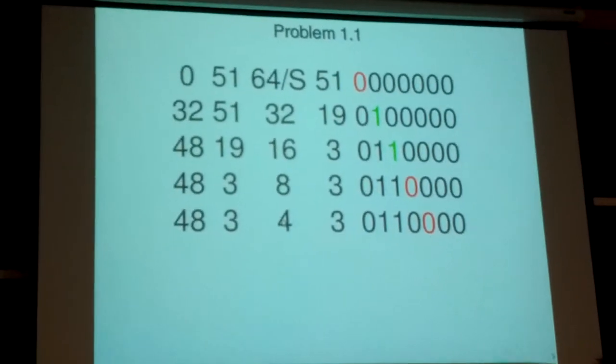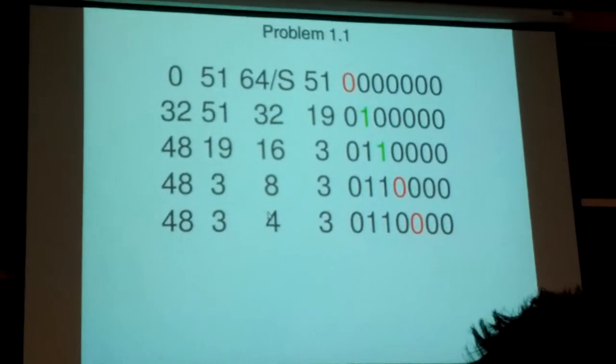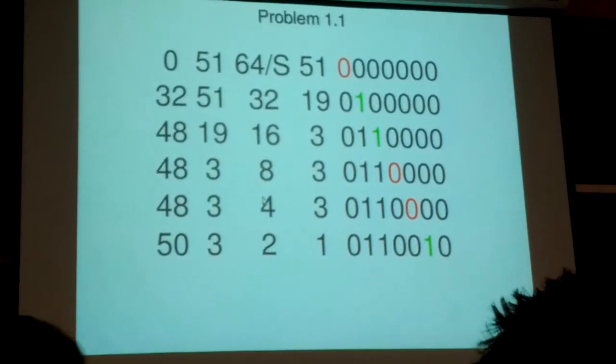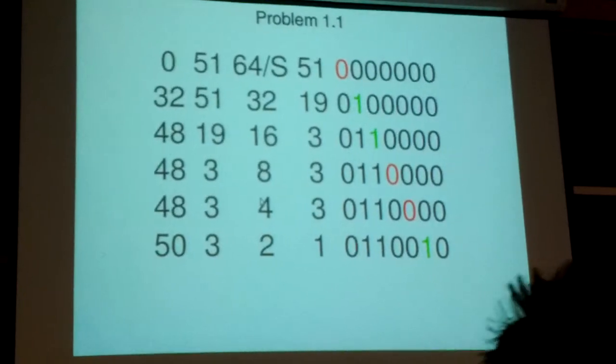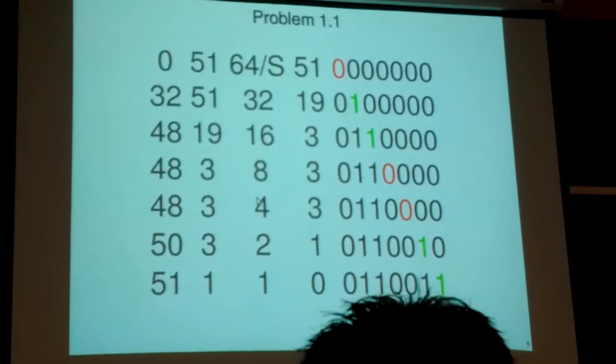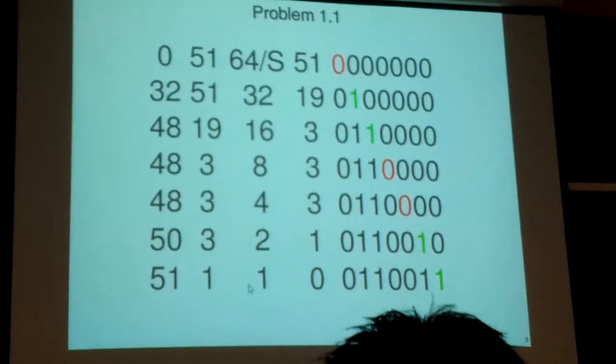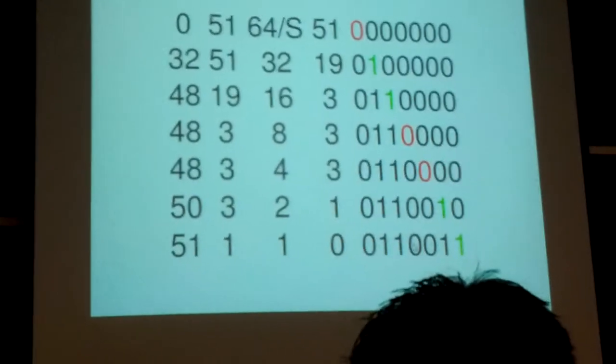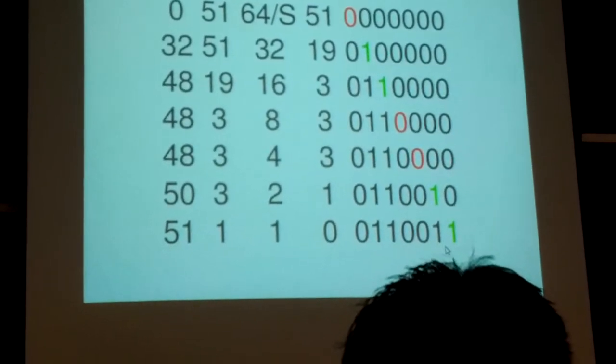4 is bigger than 3, so we put another 0 in the 4 bit position. 2 is less than or equal to 3, so we put a 1 in the 2 position. And we subtract and get 1. We're left with 1. 1 is less than or equal to 1, so we put a 1 in the 1 position. And this is the binary format of 51.